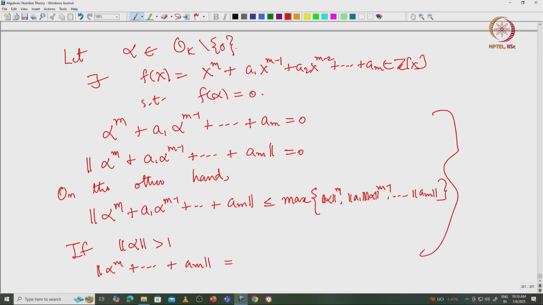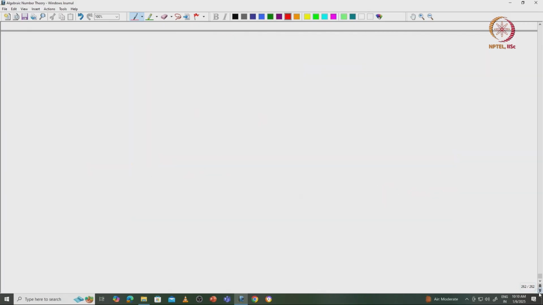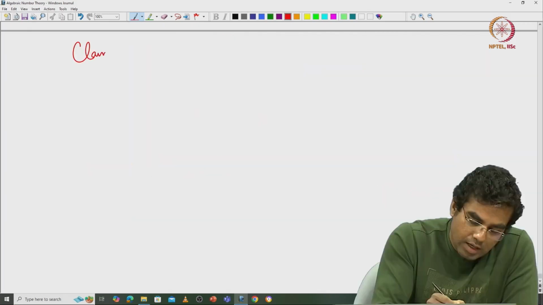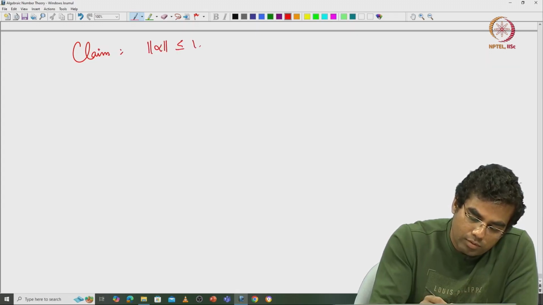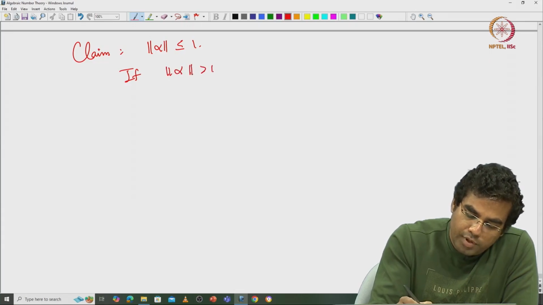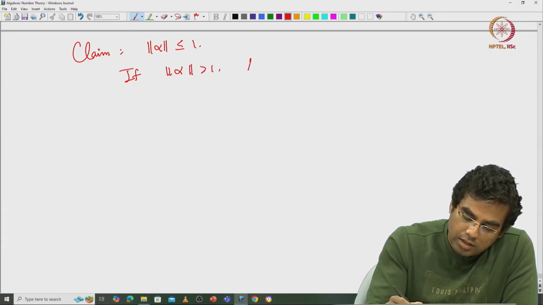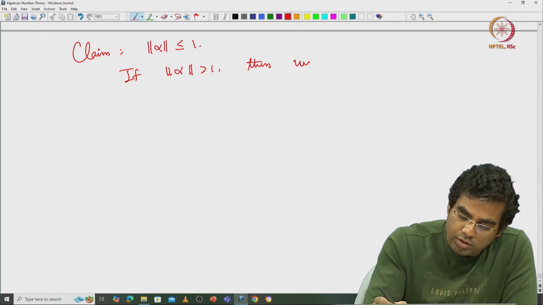Okay, so let me scratch this part and redo this. Do not worry about that. My claim is that valuation of alpha is less than or equal to 1. So, if valuation of alpha is bigger than 1, then I want to get a contradiction, right.